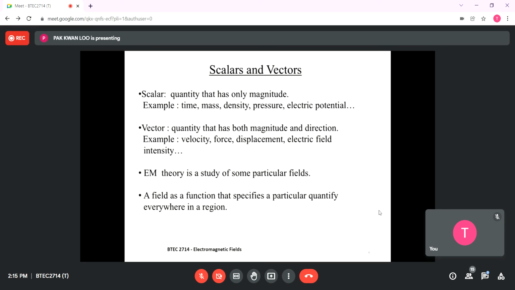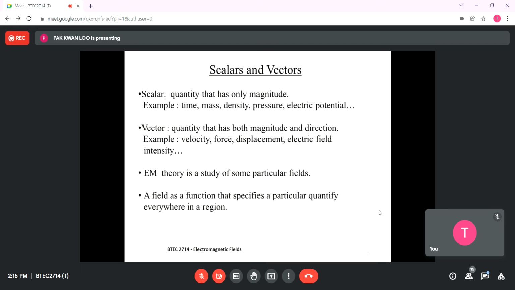Okay, so EM theory, electromagnetics theory, is the study of some particular fields. The particular fields that we are referring to are the electric field and magnetic field. When we talk about fields, we are talking about a quantity at a point. My keyword here is at a point in space.